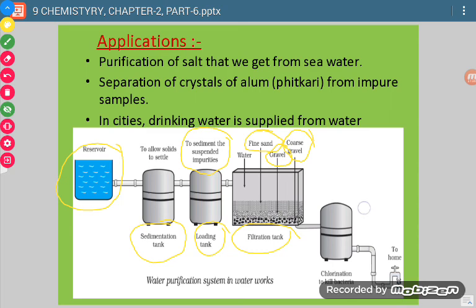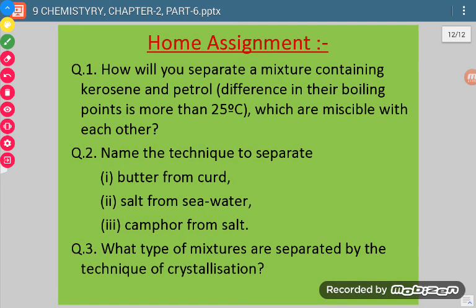Then it is taken to a big tank where chlorination is done. Here, chlorine is added, in the form of chlorine or bleaching powder. Bacteria present in the water get killed. Then that water is supplied to houses. So this is the whole process where crystallization plays its purpose.